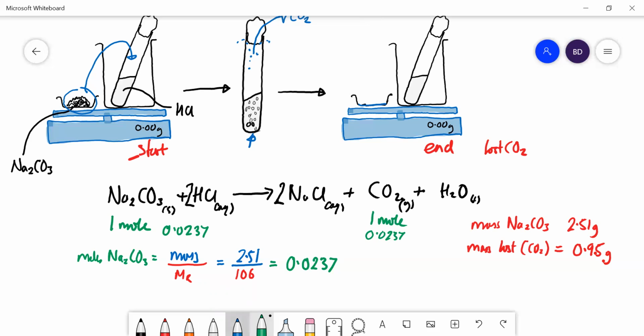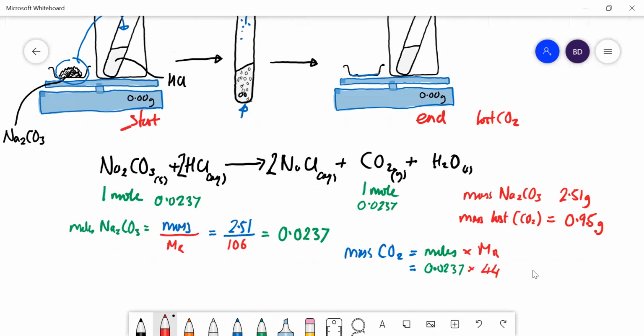So let's work out the mass of carbon dioxide we'd expect there. Mass is equal to the moles multiplied by the MR. So that's equal to 0.0237. Carbon dioxide, of course, the MR is 44. That is equal to 1.04 grams.